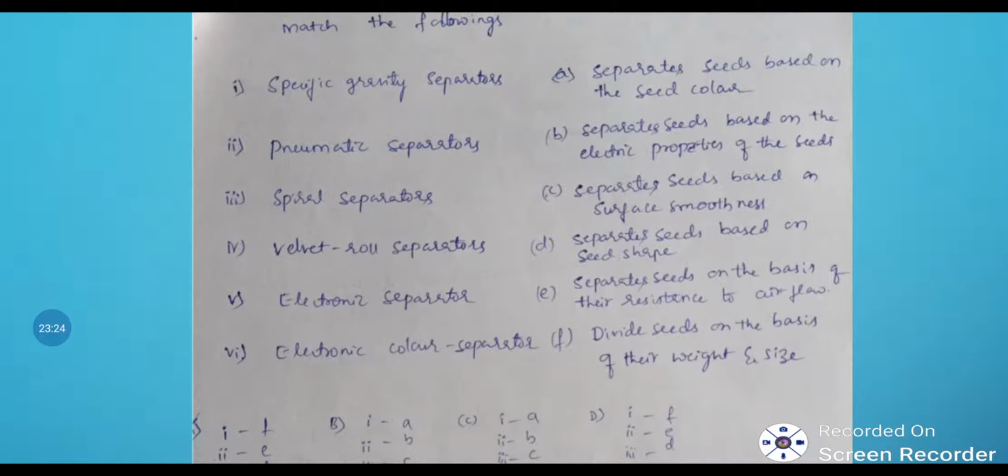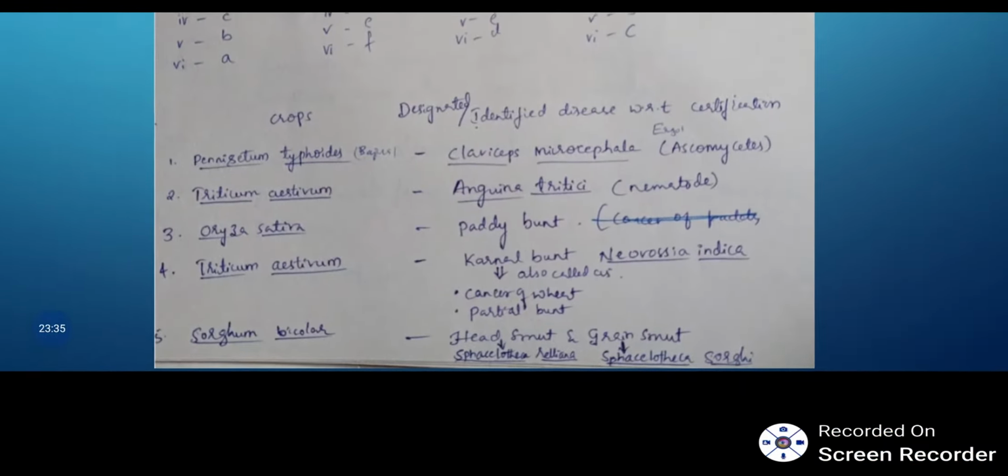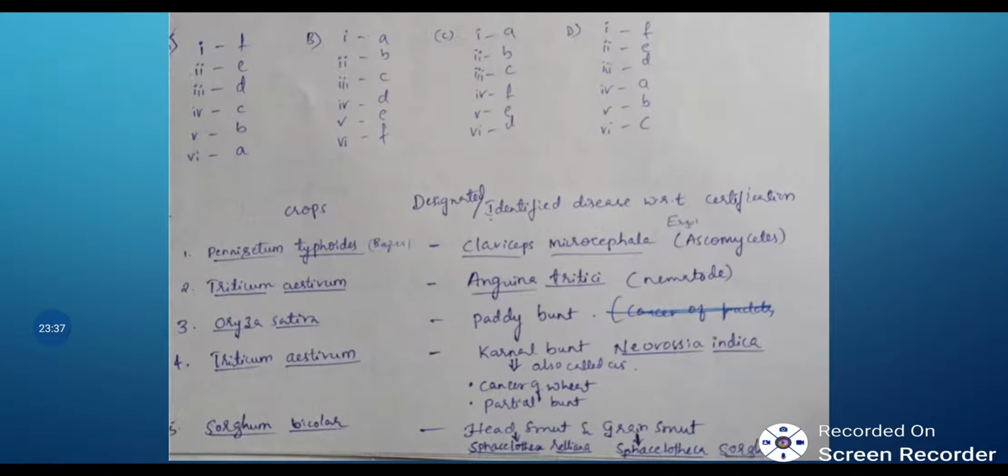Next question is, here the designated diseases and crops are given and they are matched already. I'll read for your kind information. In case of bajra, that is Pennisetum typhoidis, the designated or identified disease with respect to seed certification is Claviceps microcephala, that is Ascomycetes related fungi, which is a disease.